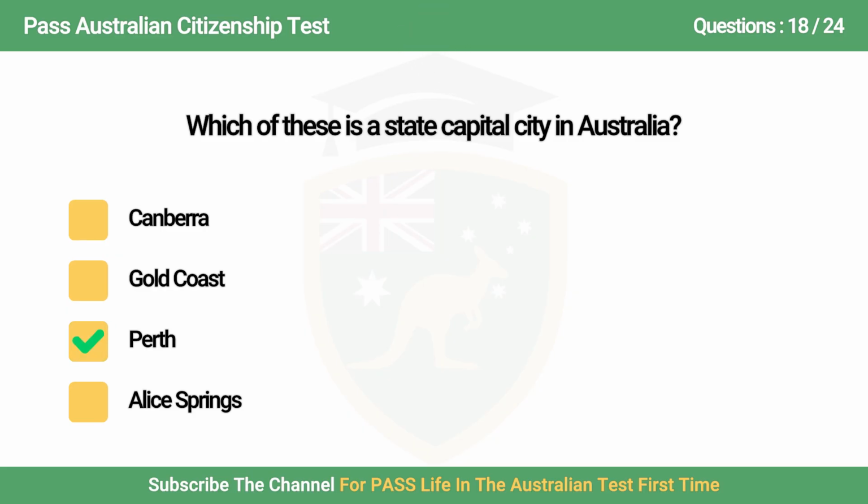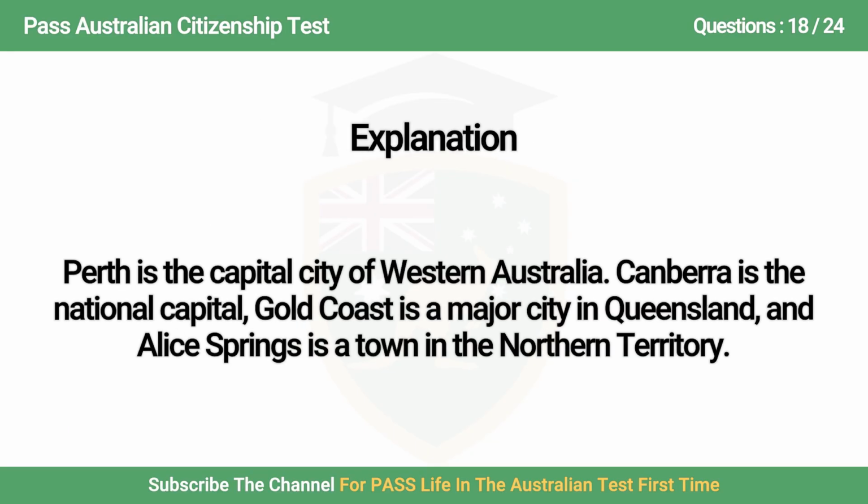Answer is C. Perth. Perth is the capital city of Western Australia. Canberra is the national capital. Gold Coast is a major city in Queensland, and Alice Springs is a town in the Northern Territory.